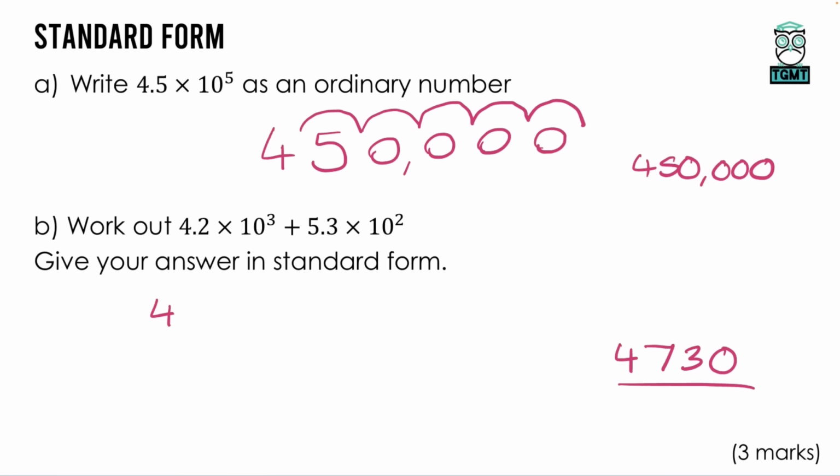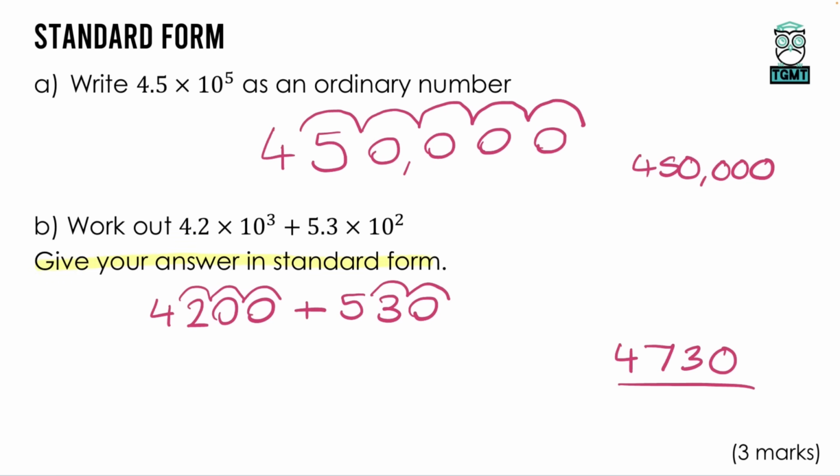So 4.2 would become 4,200, and 5.3 would be 2 jumps, 10 to the power of 2, 530, and then you can just add those two together there.